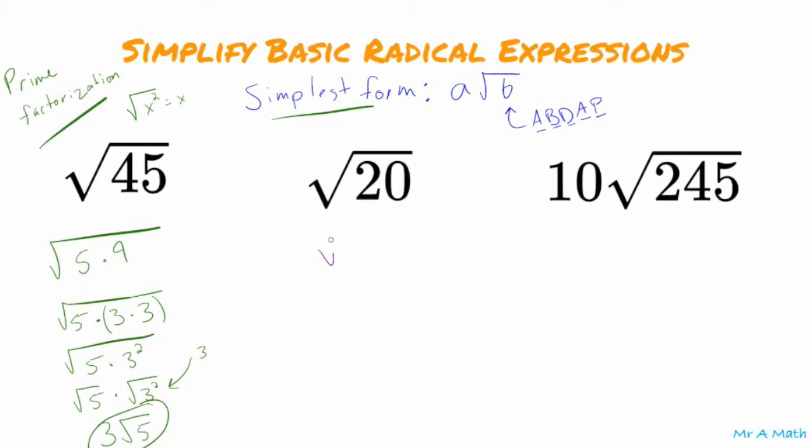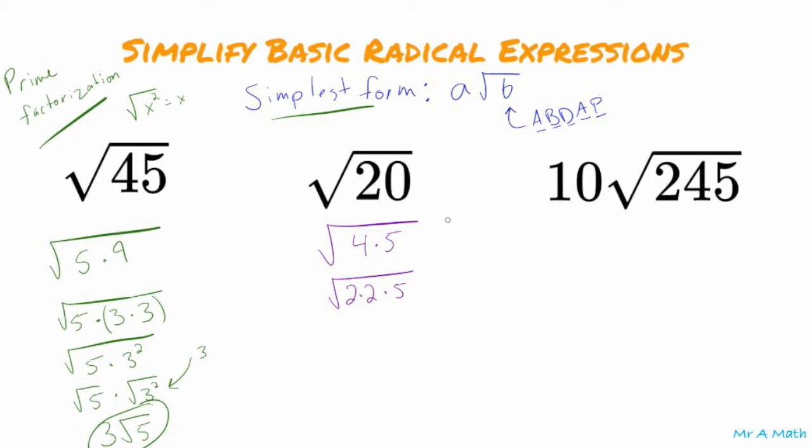I have the square root of 20. What would the prime factorization of 20 be? Well, I know one way to get 20 is by doing 4 times 5. So why don't we do that? 4 times 5. And now I'm going to break 4 down into 2 and 2. So it's the square root of 2 times 2 times 5.